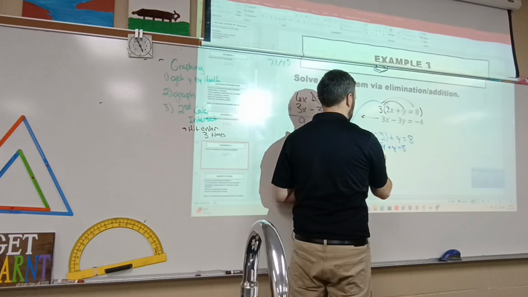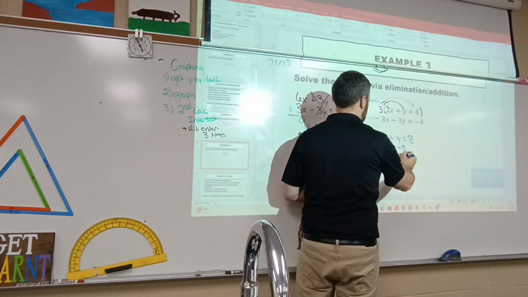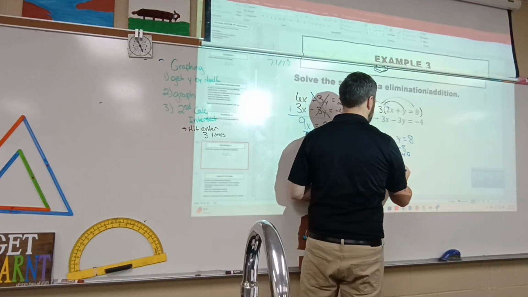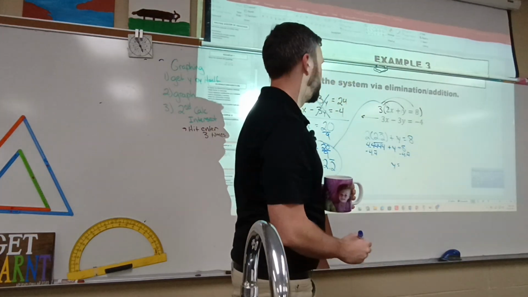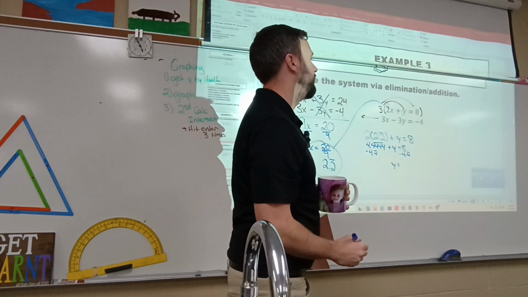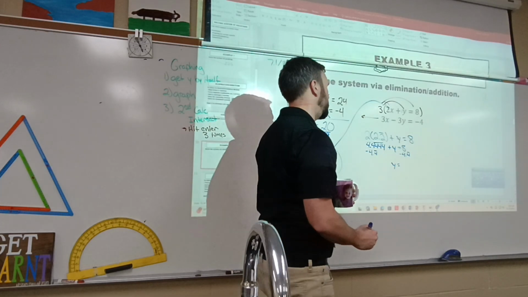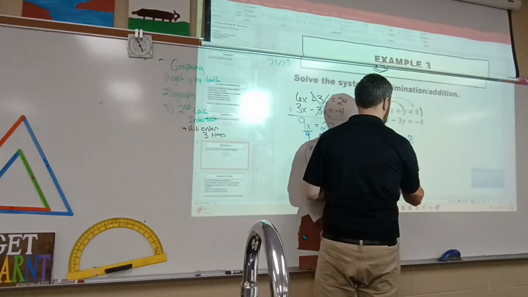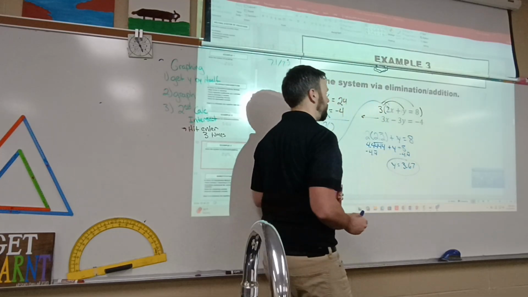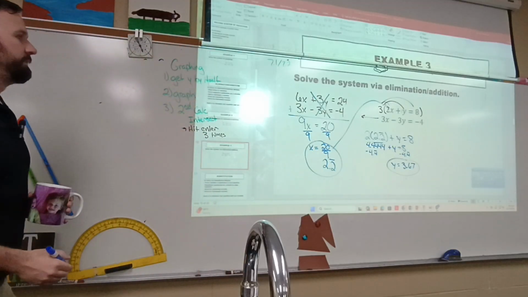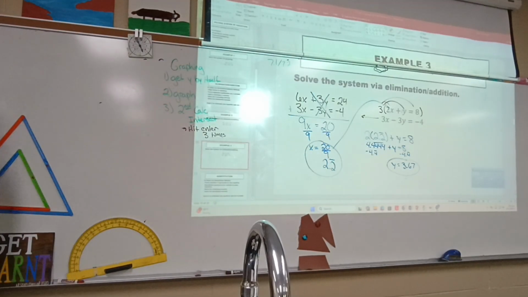Yeah, subtract the 4.4 and I get y equals 3.6 repeating, right? Or 3.67, right? If you are rounding to the nearest decimal point. So x would be 2.2, and y would be 3.67.